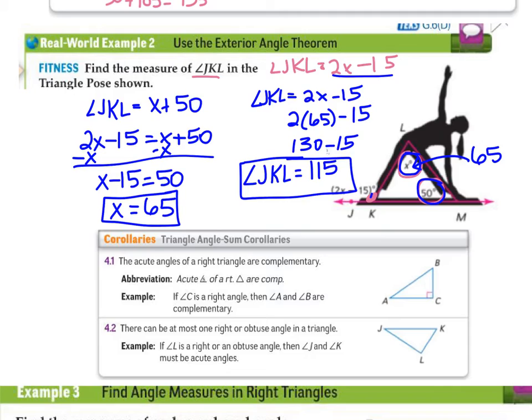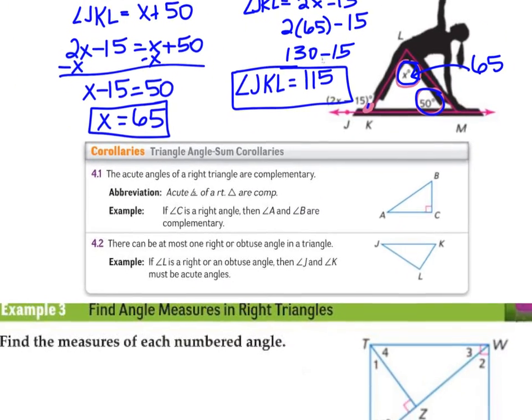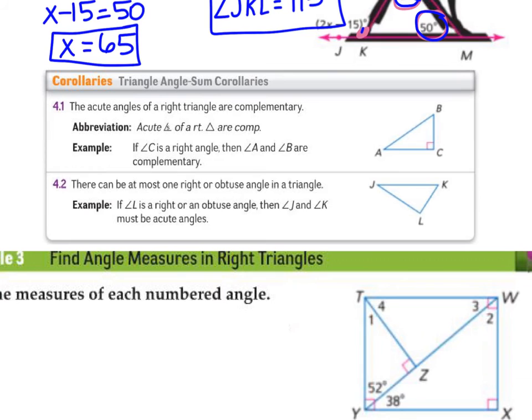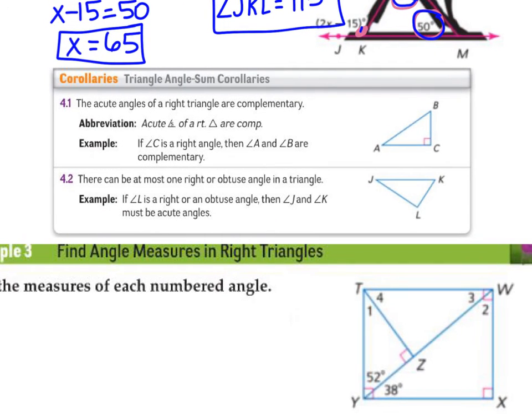Right? Looking at our corollaries. Corollaries are extra information that are important to know. So this one states, 4.1, acute angles of a right triangle are complementary. So we have a right triangle here. These two angles here, A and B, are acute, and they have to be complementary, or add to 90 degrees. So acute angles of a right triangle are complementary.